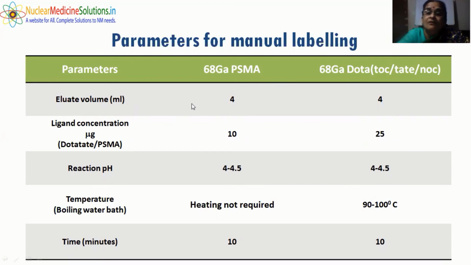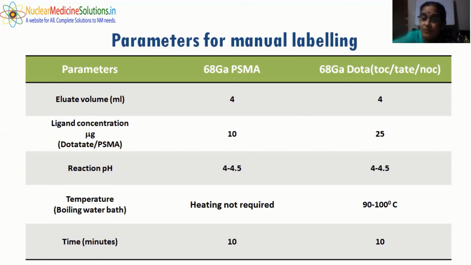The gallium 68 PSMA has a much stronger bond as compared to the gallium 68 DOTATATE, and that is a little more sensitive, as I can explain at this point. The ligand concentration for gallium 68 PSMA can be as low as 10 micrograms, while you need a little more, 25 micrograms, for gallium 68 DOTA.